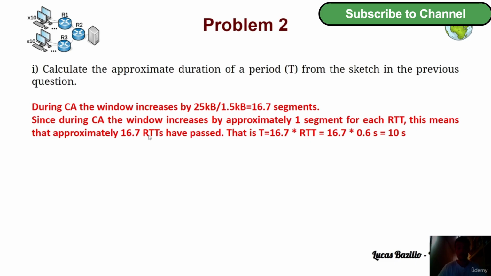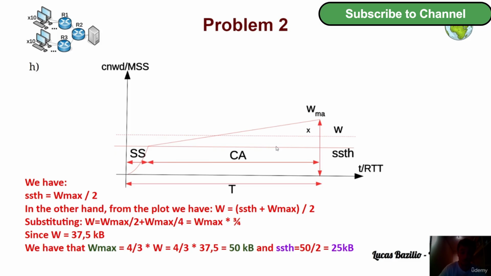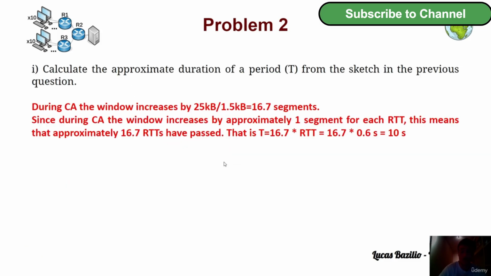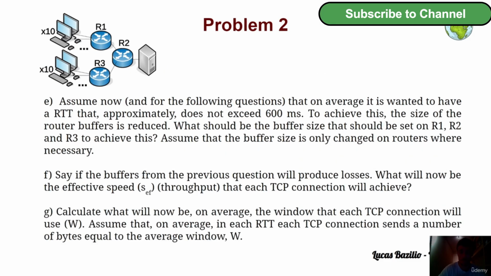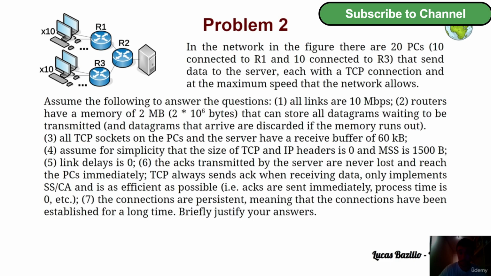So, if the period is 16.7 round trip times, we only need to multiply 16.7 by the value of the round trip time, which is 0.6. And this gives us the value of 10. So the period on this sketch of the evolution of the congestion window is 10 seconds. And this is the solution to question I of this problem. Very well, so with this last question, we finish the solution to this problem too.